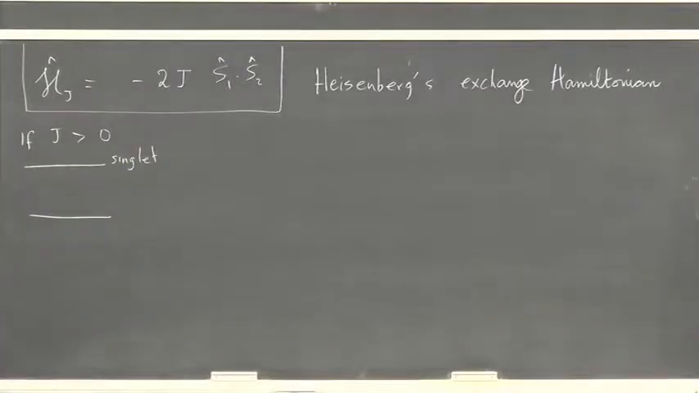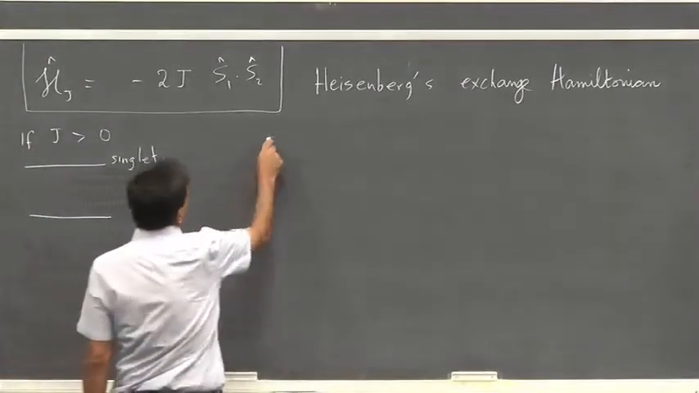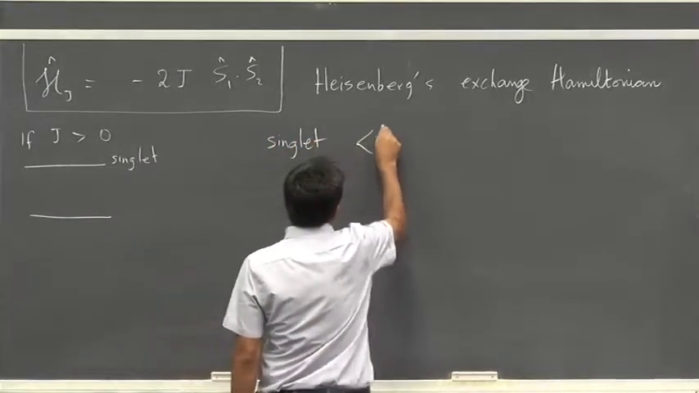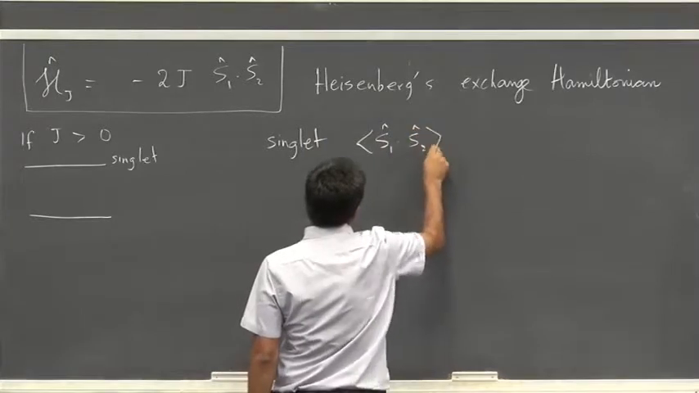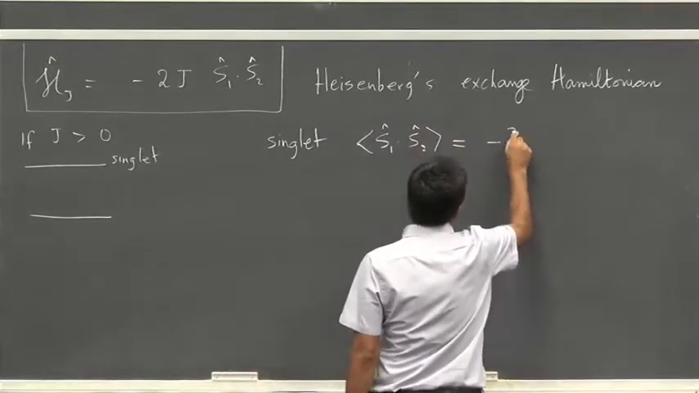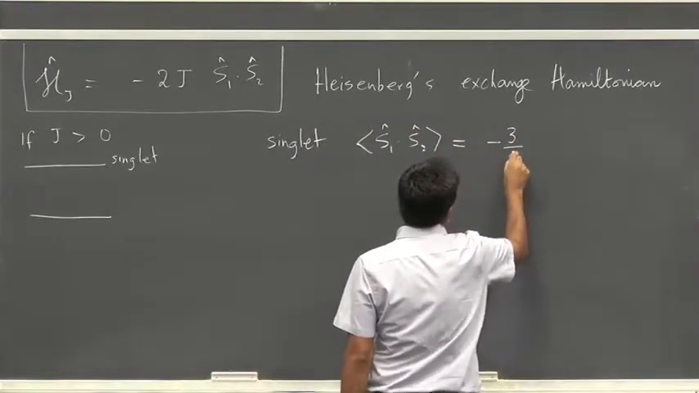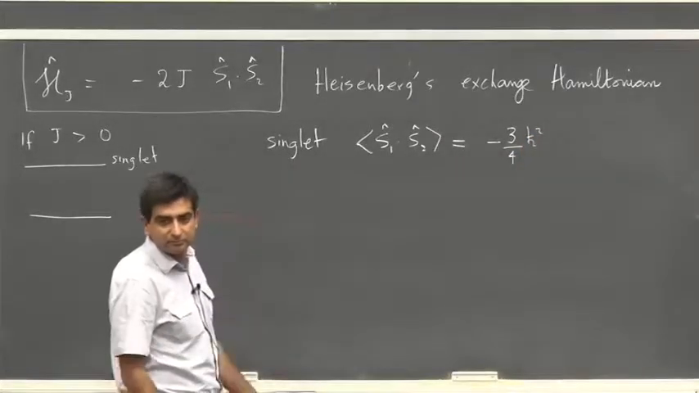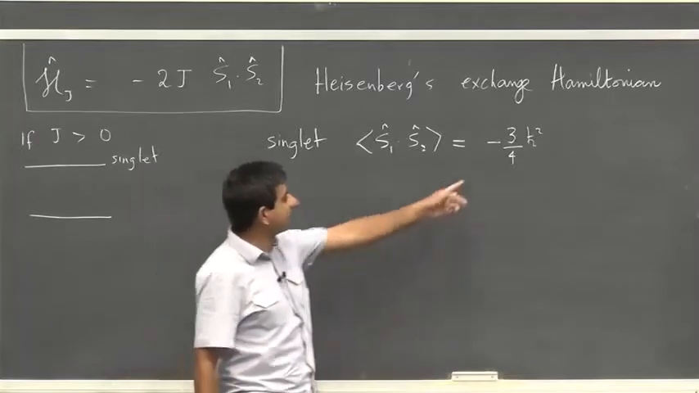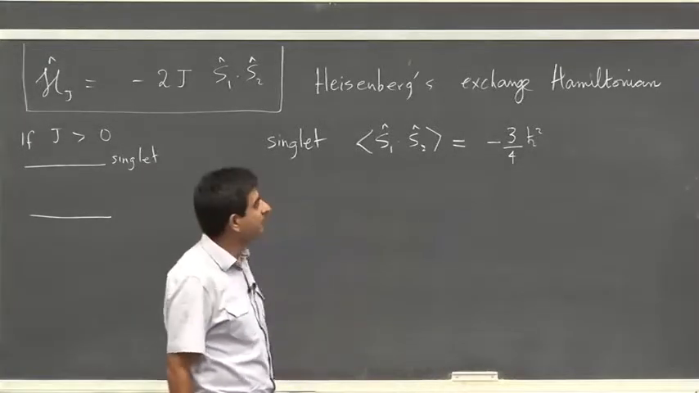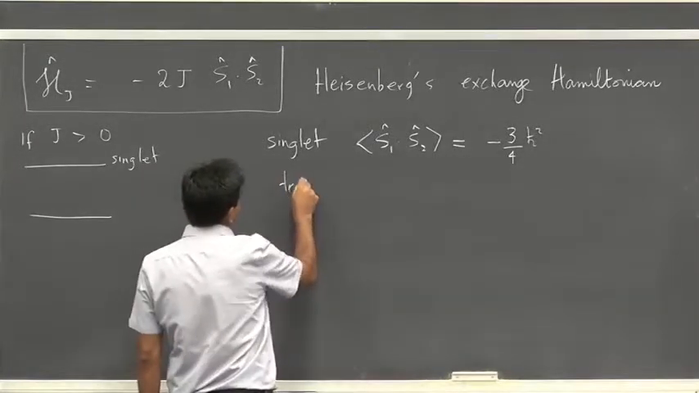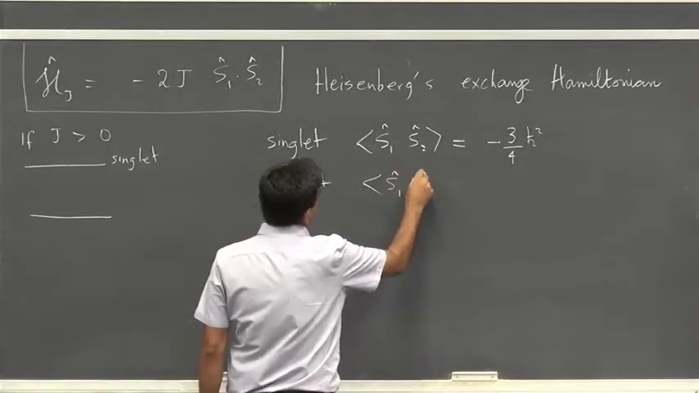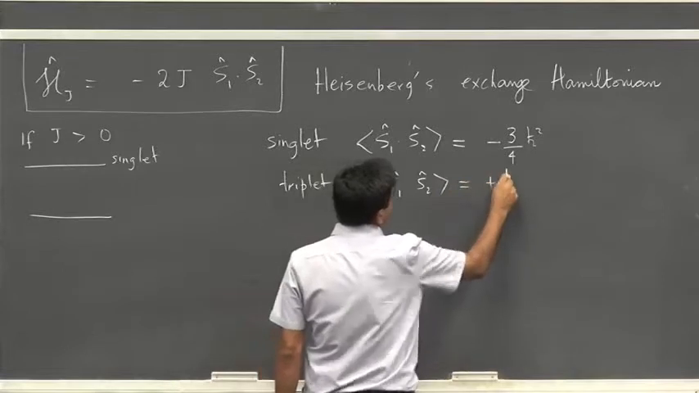Remember, for the singlet state, let me write this down explicitly. For the singlet state, the expectation value of S1 dotted with S2 is minus 3 over 4 h bar squared. So this is a negative number. For the triplet state, the expectation value of S1 dotted with S2 is going to be plus h bar squared over 4.